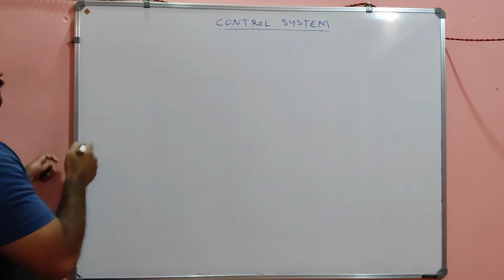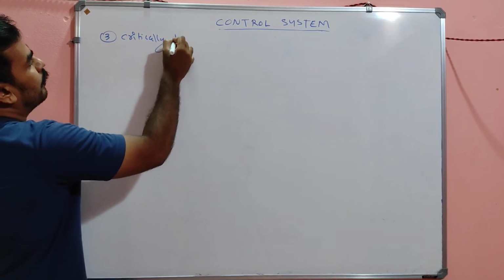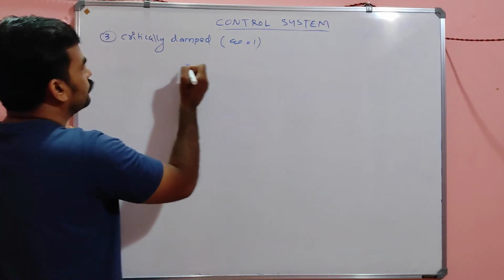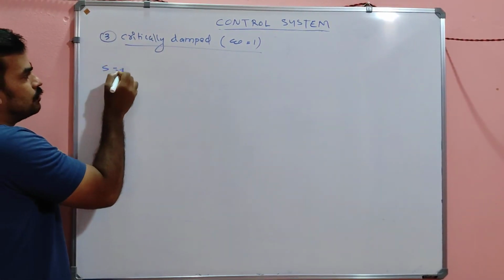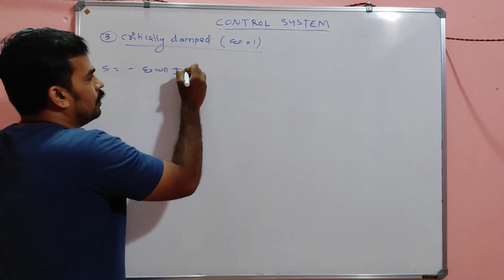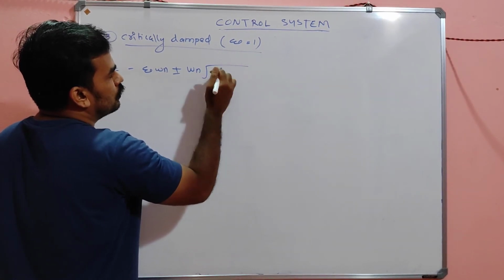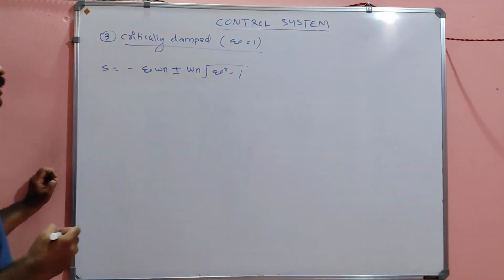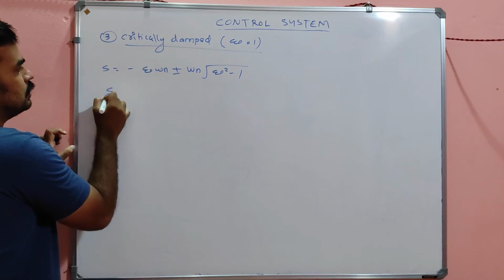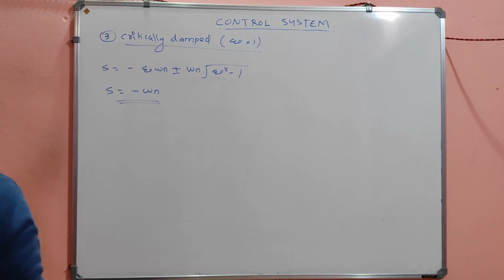Next, critically damped, which means, my dear, theta equal to 1. So what is the value of S now? What was the equation? S is minus theta omega n plus or minus omega n root of theta square minus 1, correct? So with zeta equal to 1, S is equal to minus omega n.